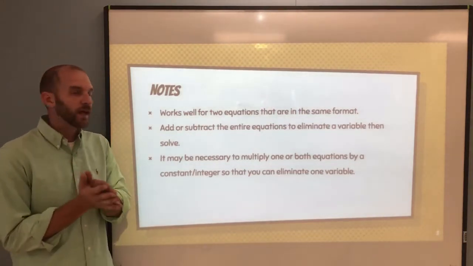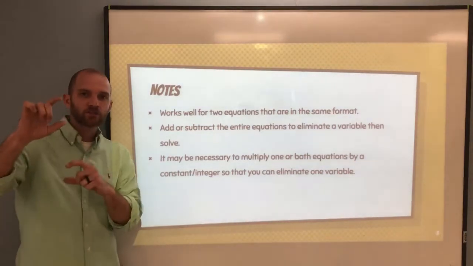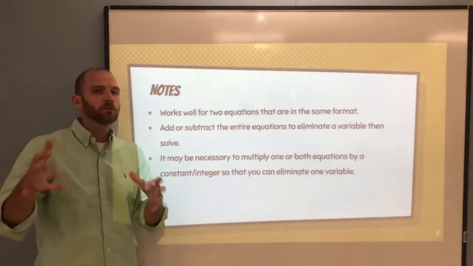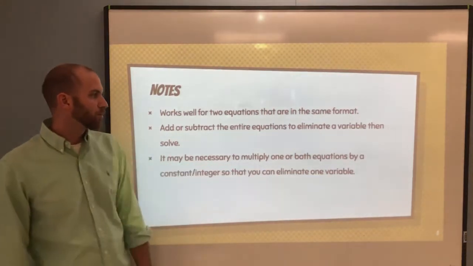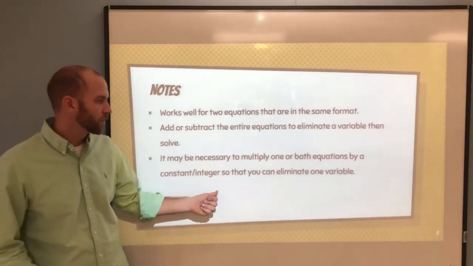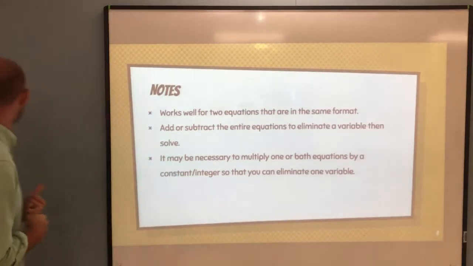Now, when we do that, we want to make sure that the coefficients for x are the same or y are the same. That's why the multiplication might be important here. It may be necessary to multiply one or both equations by a constant or an integer so that you can eliminate one variable. And we'll take a look at what that looks like here in just a minute.